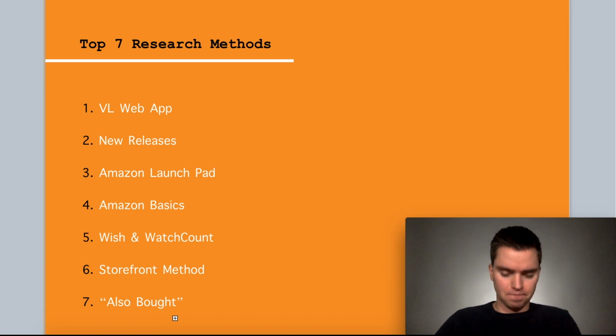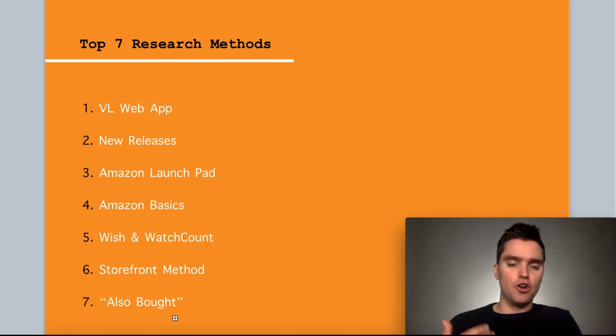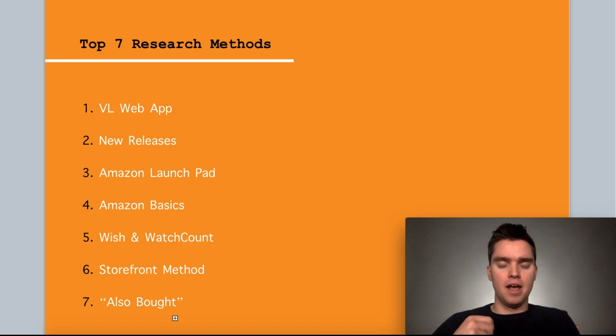All right, so number 2: looking at Amazon new releases. You just go to Google, type in Amazon new releases or Amazon bestsellers, and you'll get to a page that shows you Amazon bestsellers, Amazon new releases, Amazon gift ideas, and most wished for. And then there's also, I think, movers and shakers. So those 5 categories.